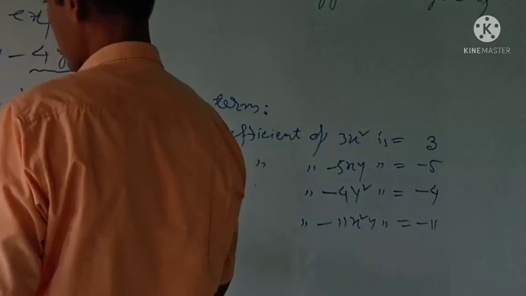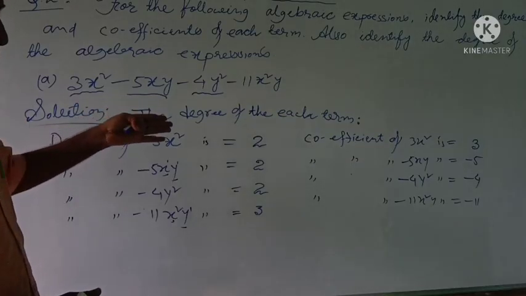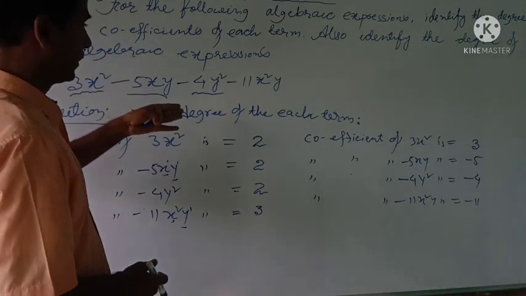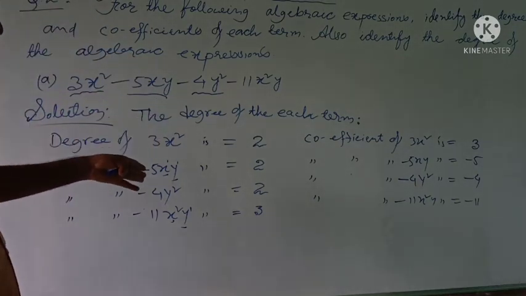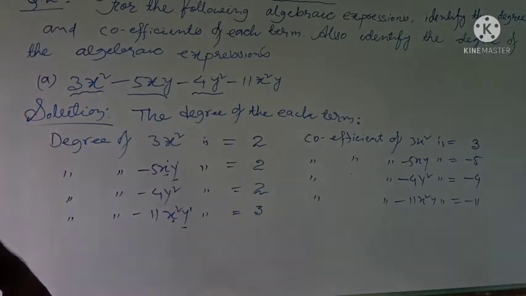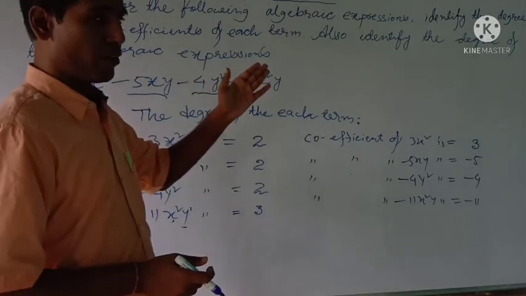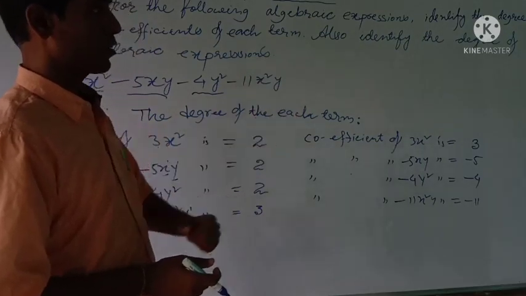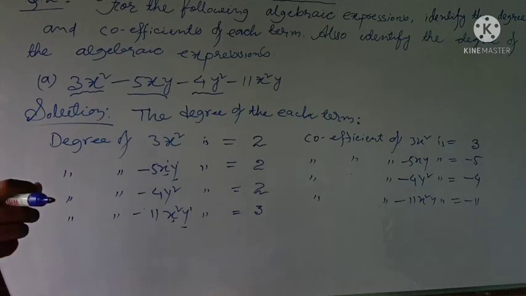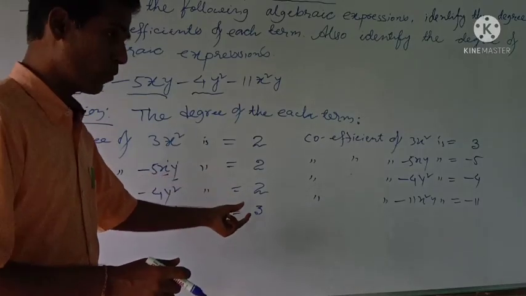So second question also is solved. We have already solved the first part, that is find the degree of each term. You have already solved the second part, find the coefficient of each term. Now we will have to find the third part of the question, that is also identify the degree of the algebraic expressions. Now we know that the degree of an algebraic expression is always the highest degree of the terms.